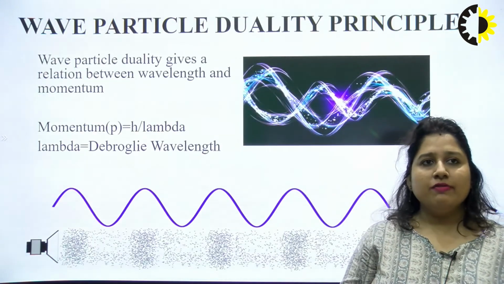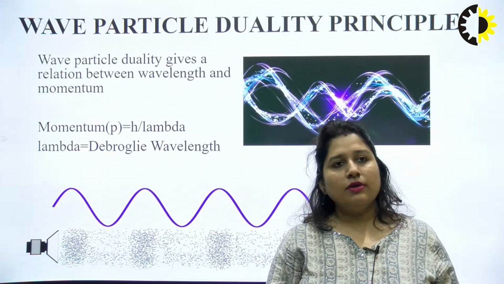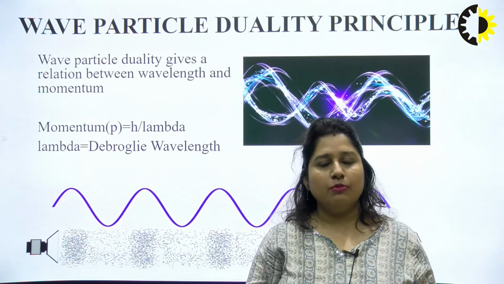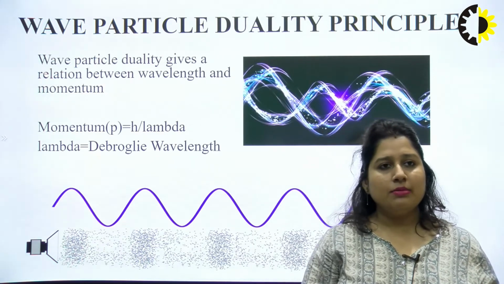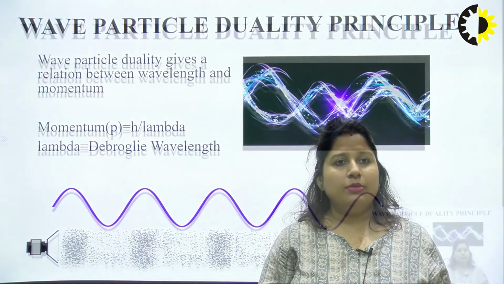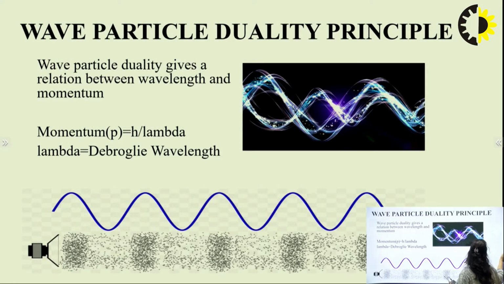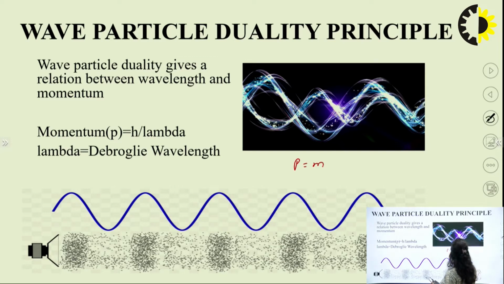Coming to the wave-particle duality principle, what does it give? It gives a relationship between wavelength and momentum. As we know, momentum P is equivalent to m into V, and from here the momentum P is equivalent to h by lambda. Here lambda is called the de Broglie wavelength.